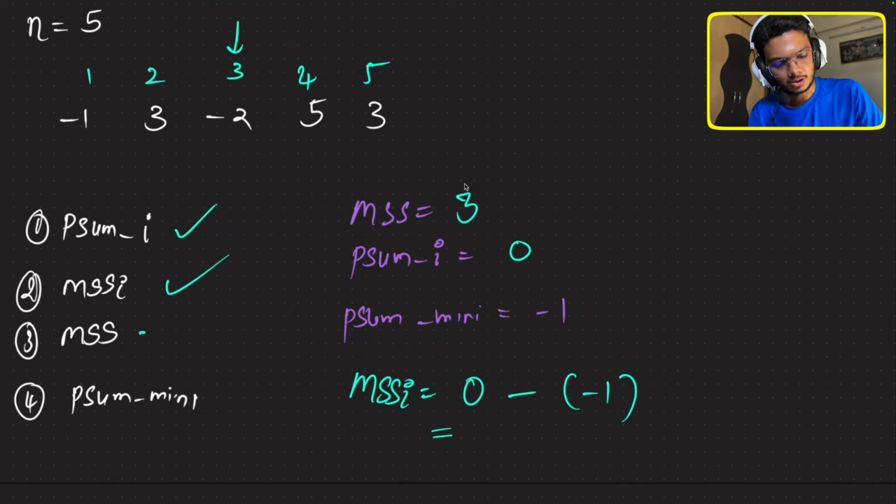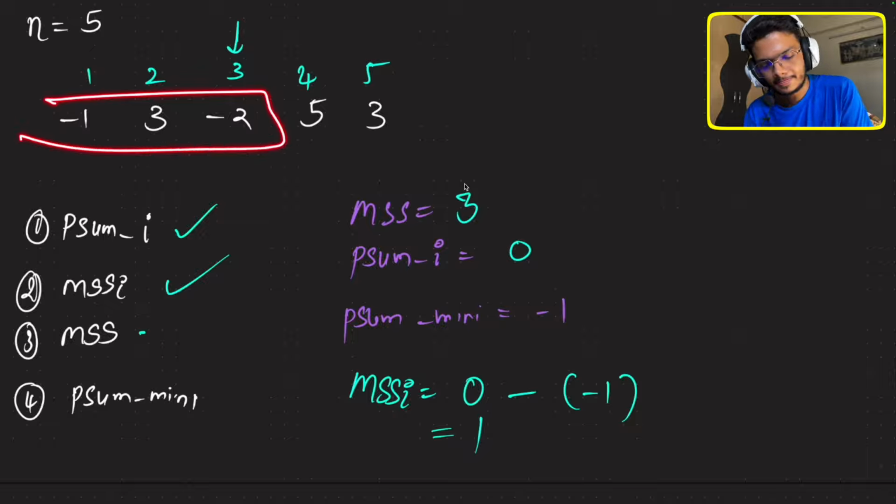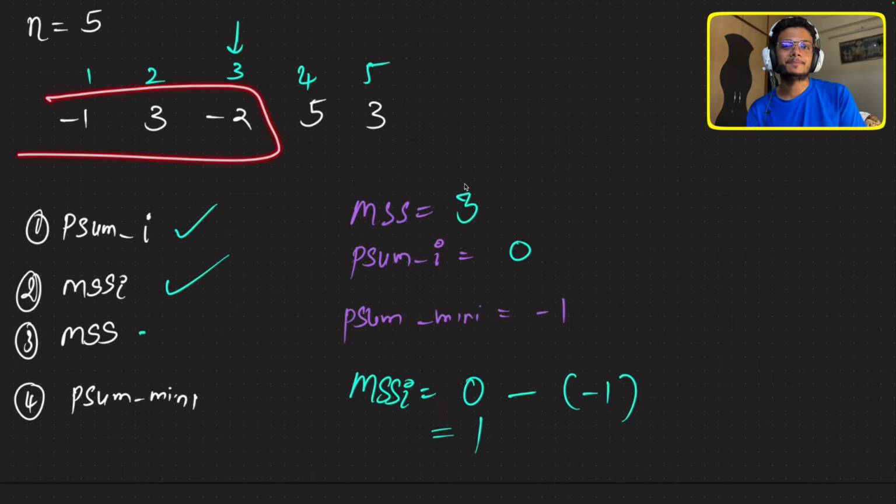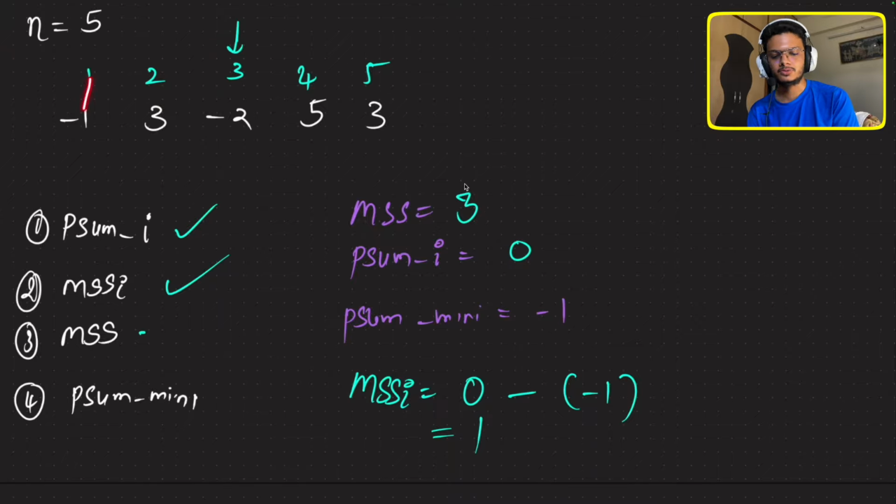So which also turned out to be 1. Now indeed this is the case. The maximum subarray sum ending at index 3 is indeed 1, which is this portion, right? So what did you do? From this portion you subtracted the smallest possible sum, which was actually -1. Fine. So that's what you did.